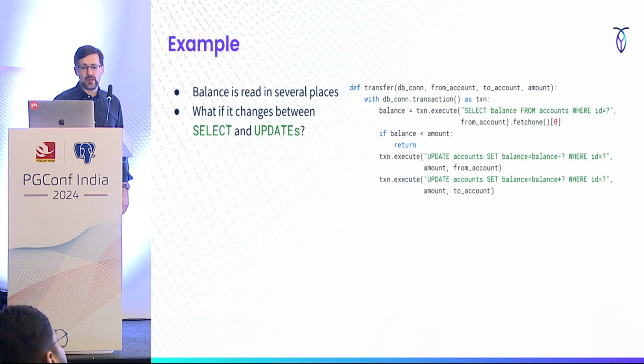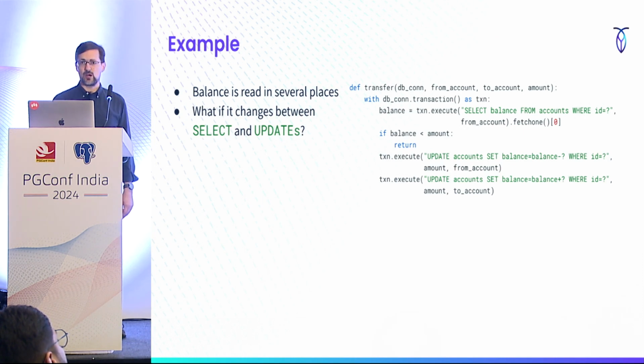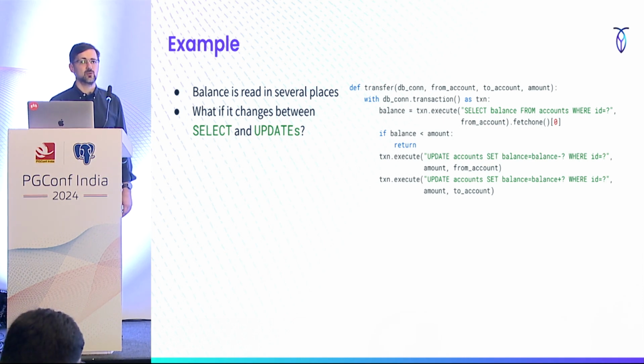So let's walk through an example in more detail. Here I have a simple transaction, kind of a toy version of a bank account transfer, written with a little Python function. This transaction runs 3 SQL statements. We select the balance from the account to make sure that we have enough balance to make our transfer.